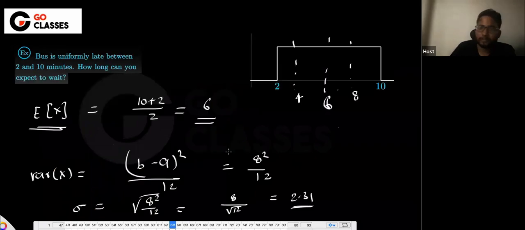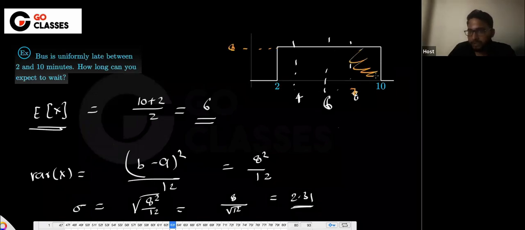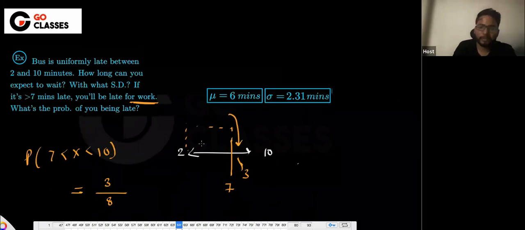See, this is 7, let's suppose 7, and then this is your 8. So they're asking about this area, which is 3 into... oh, sorry, what am I saying? This is not 8, this is 1 upon 8. Yeah, 3 into 1 by 8. They are asking about this area, which is 3 into 1 by 8. Okay, I hope this question is clear to everyone.